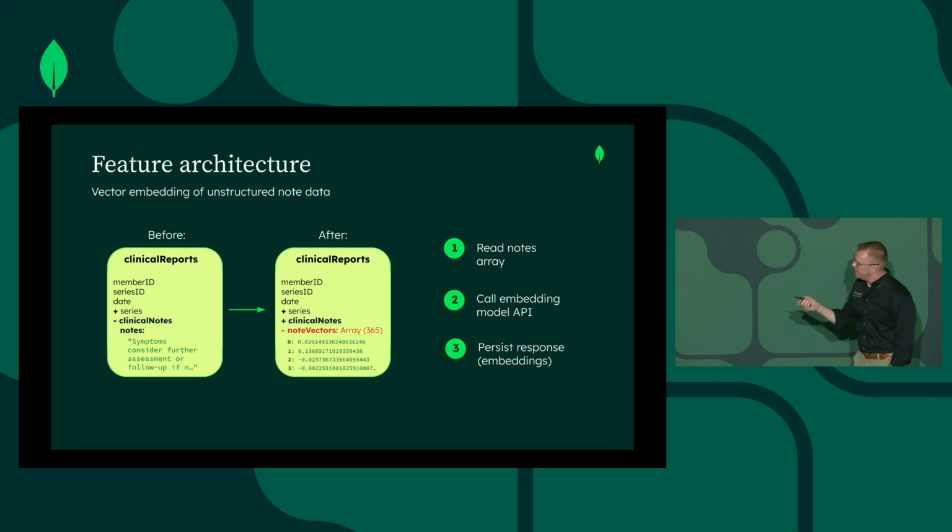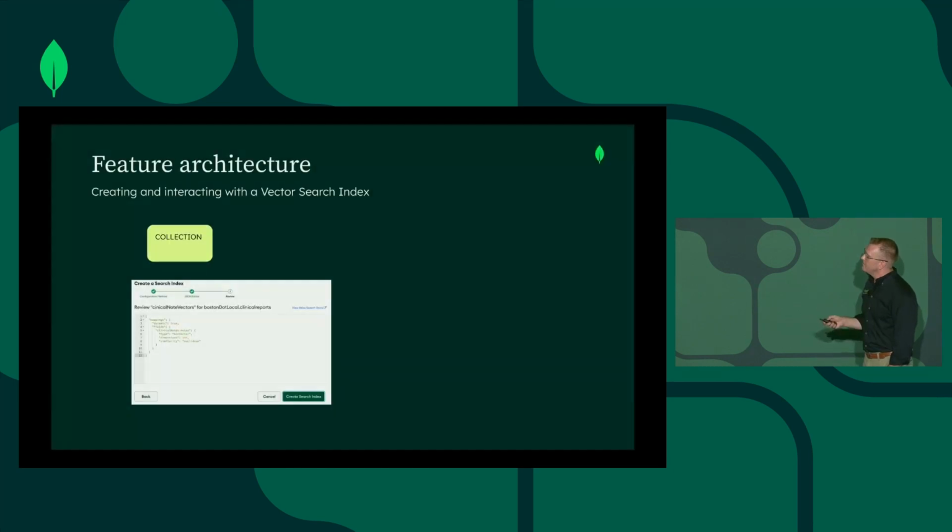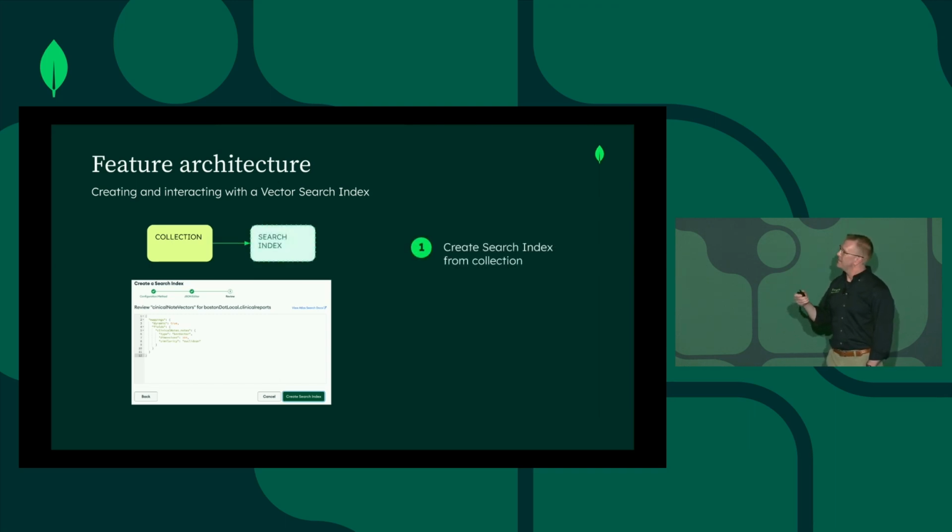And the real advantage there now, from a data engineering perspective, is I've got my collection, and I want to now turn those vectors into vector search. You turn your MongoDB collection into a search index. It's actually a vector search index, technically. But you're going to take that database object in MongoDB and create an index from that collection.